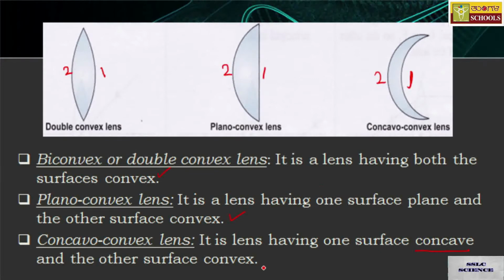I hope you got these definitions right. There are three kinds. One is biconvex or double convex, where you find both the surfaces convex. In plano-convex lens, we have one surface plane and the other surface convex. And in concavo-convex lens, one surface is concave and the other surface is convex. I hope you got all these things right.